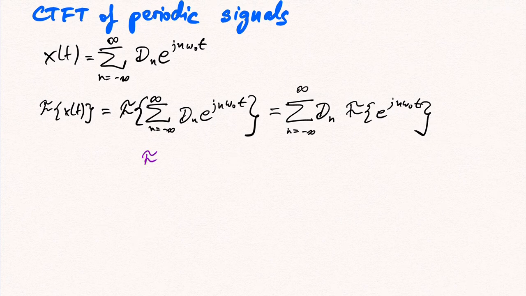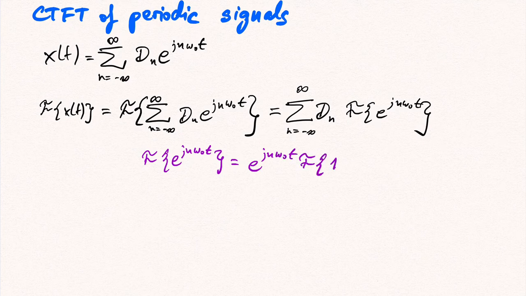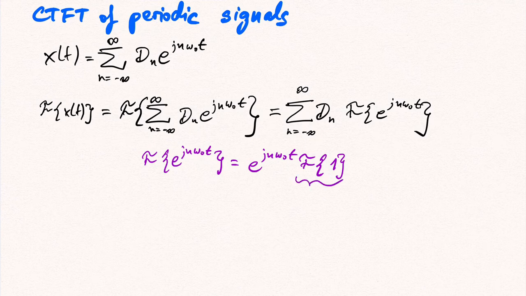Note that the Fourier transform of e to the j n omega 0 t can be written as e to the j n omega 0 t times 1, for which we know that the Fourier transform of this is 2 pi times the Dirac delta of omega. Also using the frequency shift property of the Fourier transform gives that this must be equal to 2 pi, a shifted version of the Dirac delta in the frequency domain, which is shifted by n omega 0.